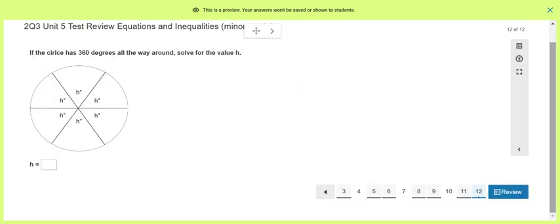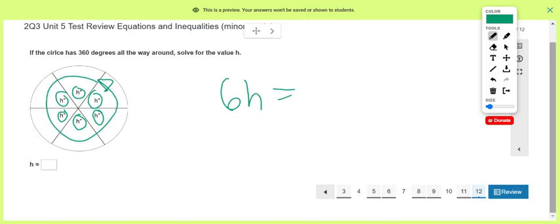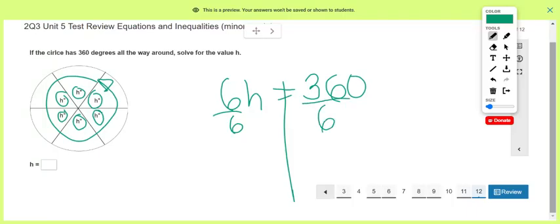Okay, now the last one, number 12, we have 1, 2, 3, 4, 5, 6H, and all of these added together are equal to 360. And this is just a simple one step. We're going to divide both sides. So H is equal to 360 divided by 6. 360 divided by 6 is going to be 60, each one is equal to 60 degrees.